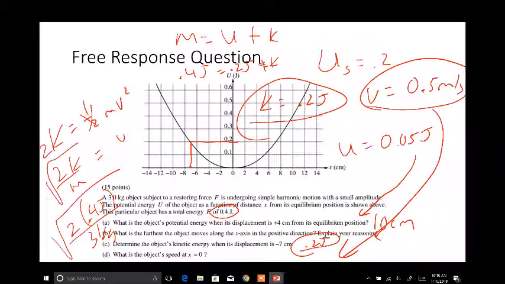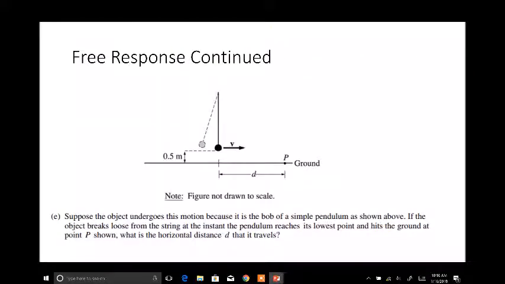We have one more part, and that's E. So E says, suppose the object undergoes this motion because it's a bob of a simple pendulum as shown. If the object breaks loose from the string at the instant the pendulum reaches its lowest point and hits the ground at point P, what is the horizontal distance that it travels?